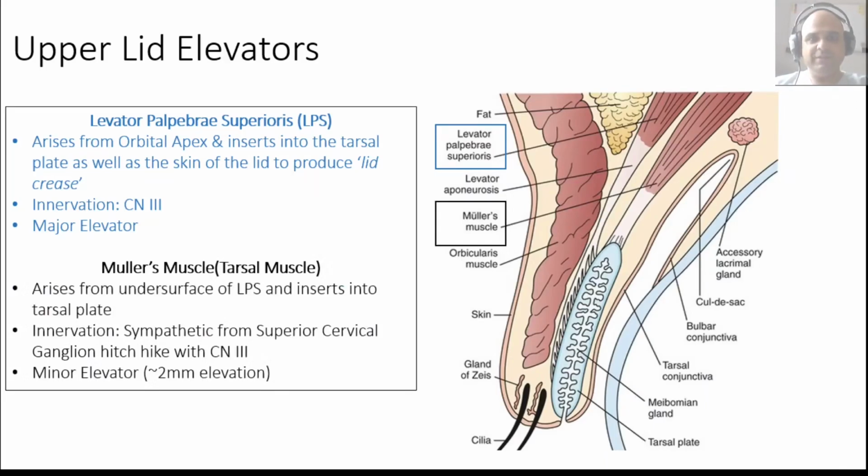The Müller's muscle, also called the tarsal muscle, is a smooth muscle. It arises from the undersurface of the levator palpebrae superioris, and it inserts into the tarsal plate. It provides about 2 millimeters of elevation, so it's a minor elevator. It's a smooth muscle getting its innervation from the superior cervical ganglion, driven by the sympathetic system.